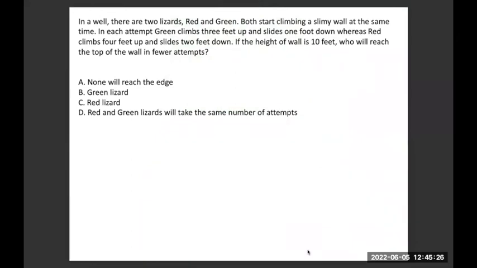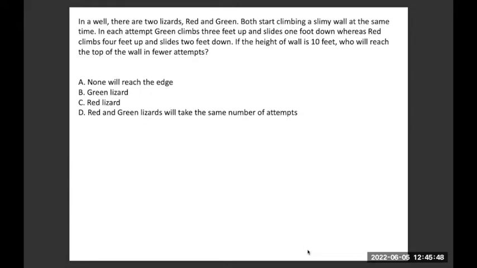So there's a well in which there are 2 lizards. One is a red lizard and one is a green lizard. The wall of the well is slimy, and hence when climbing, the lizards fall down. After climbing something, they fall down a shorter distance.